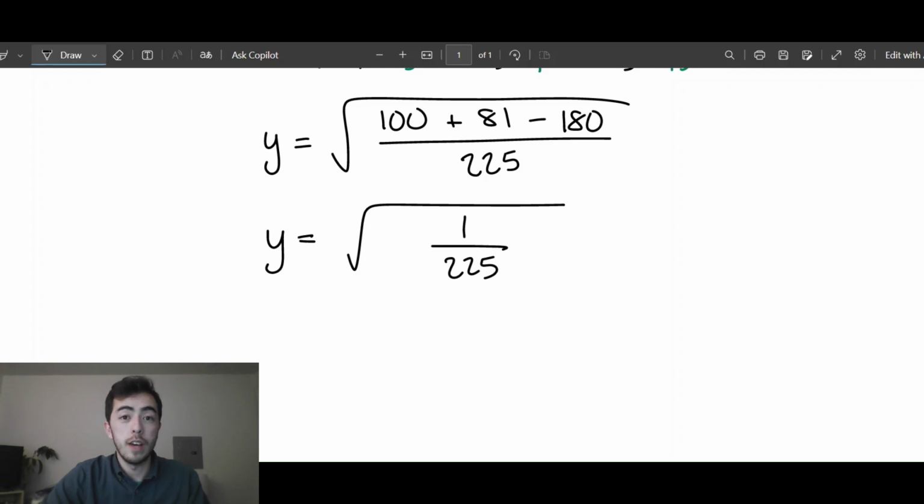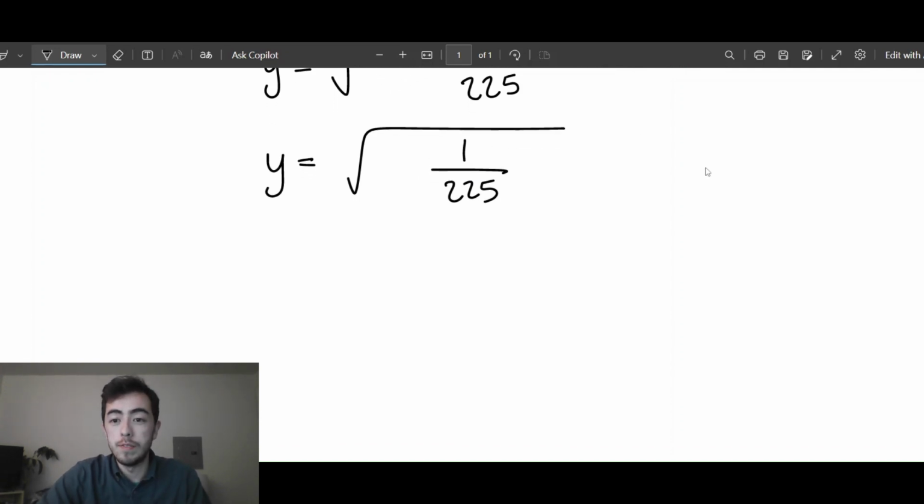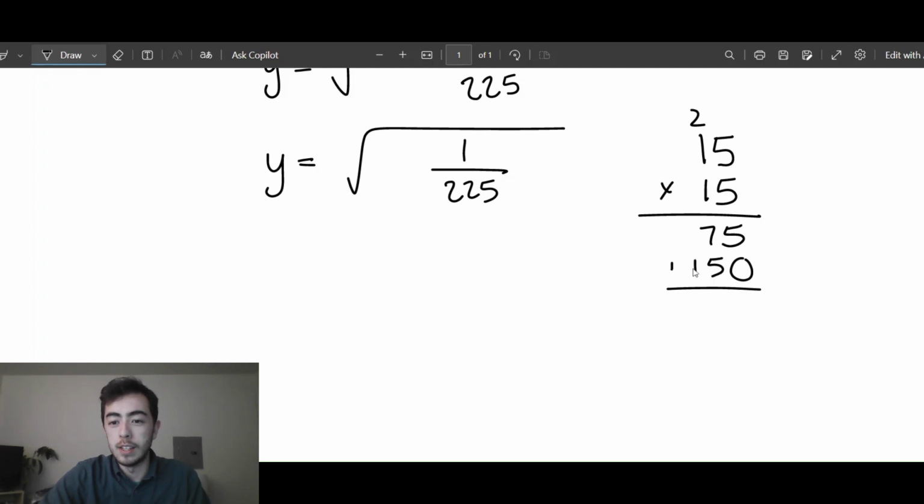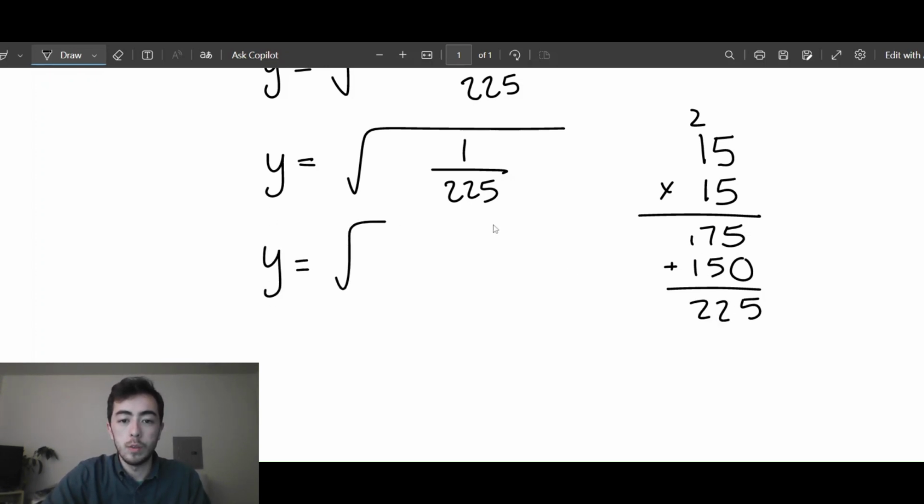And then 225 happens to be a square number. That's 15 times itself. Real quick, I'll show that. 5 times 5 is 25. 5 times 1 plus the 2 is a 7. Placeholder 0. 1 times anything is just itself. And then adding this up, I do get 225. So this is the same thing as the square root of 1 over 15 squared. That's the same thing as just squaring 1/15.